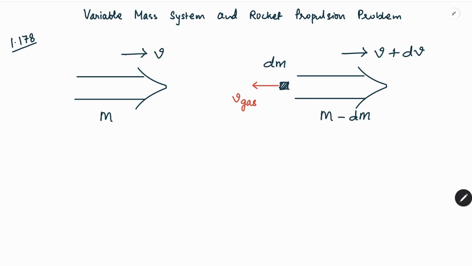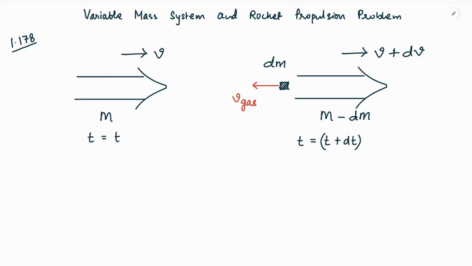So this is the scenario which we have. This is the situation of the rocket at t equals t, that is at a certain instant of time, and after a small time interval when the gas is ejected, the system takes the form v plus dv with the gas being ejected in the backward direction, which will generate a thrust force.